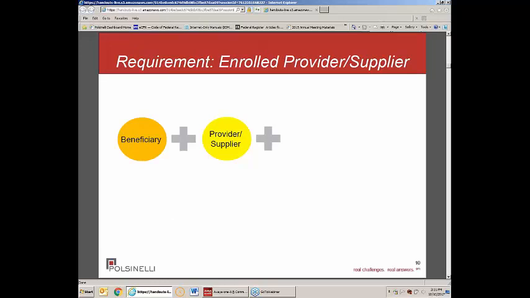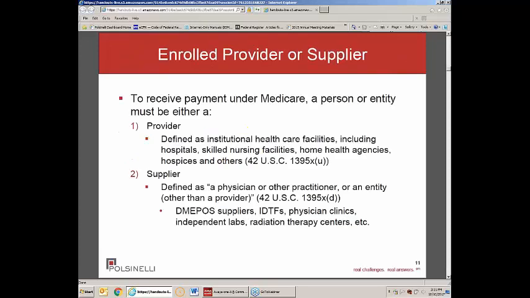The next requirement for Medicare payment is that you have an enrolled provider or supplier. These are also 2 distinct terms, provider and supplier. You probably most often hear people use the term healthcare provider, and that's a generic term that we use to describe a lot of different types of healthcare entities, but Medicare does define them uniquely for purposes of enrollment and payment in the Medicare program.